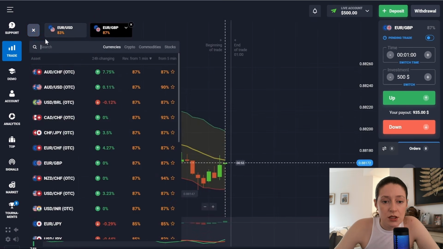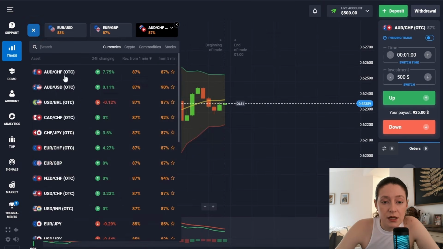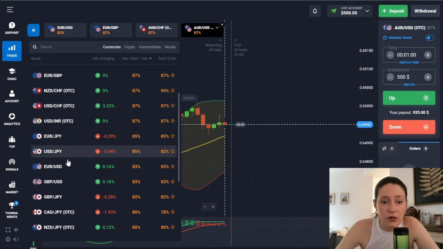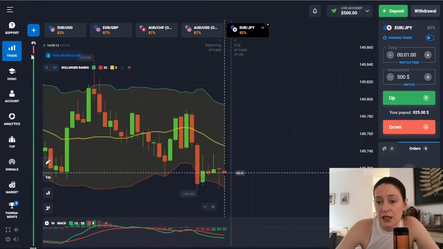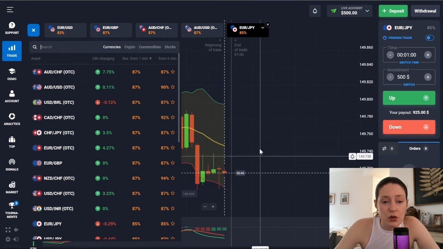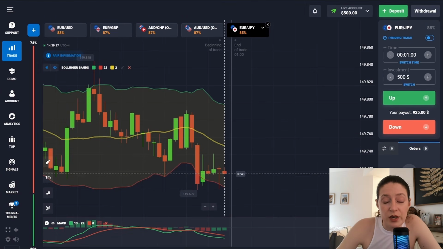And let's choose currency pairs, and I want to tell you that the yellow line of Bollinger Bands plays a big role in this method, and you will understand why this line is so important during the explanation of the method.